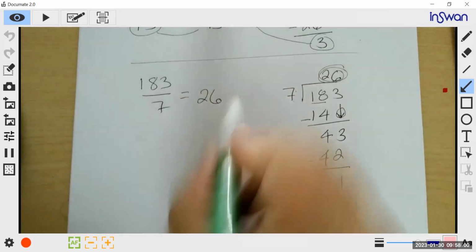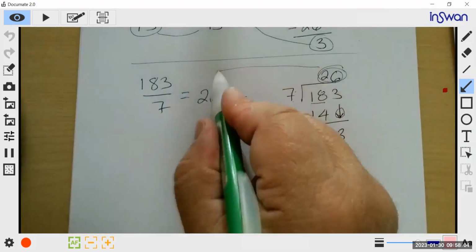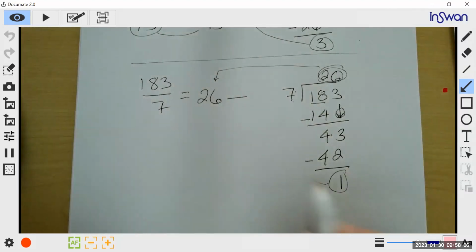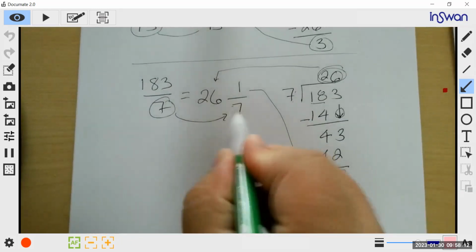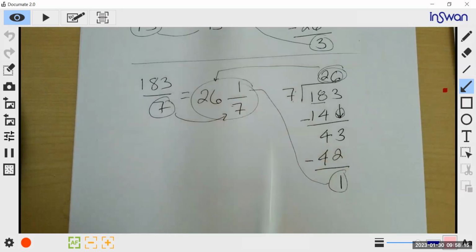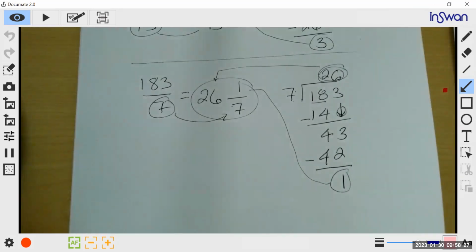So 26. That goes in front. This one goes on top. This one stays on the bottom. All right, so that's that section.